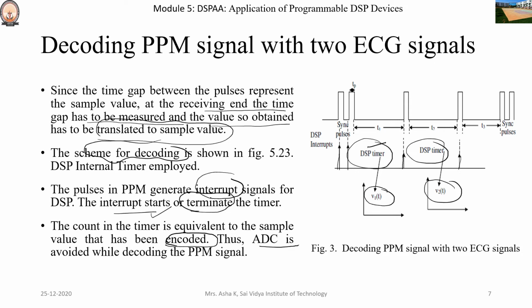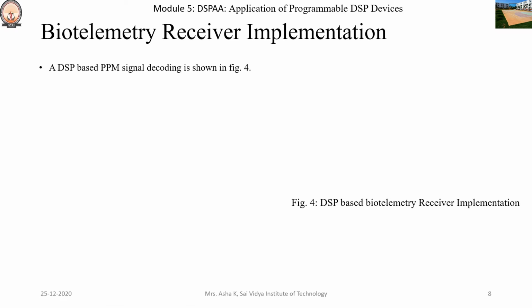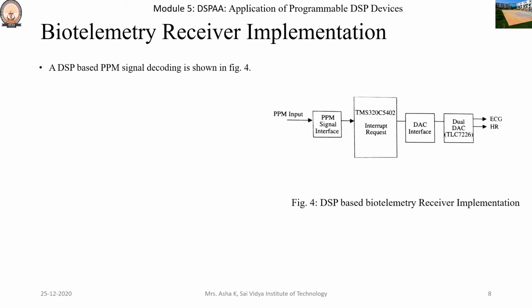Thus, what happens here is that the analog to digital converter is avoided while decoding the pulse position modulated signal. A DSP biotelemetry receiver implementation is shown in figure 4 here. It consists of a pulse position modulated input, a signal interface for that PPM input, and a DSP processor, that is the Texas Instruments manufactured 32-bit complementary metal oxide semiconductor C5402 family processor, along with the interrupt request.